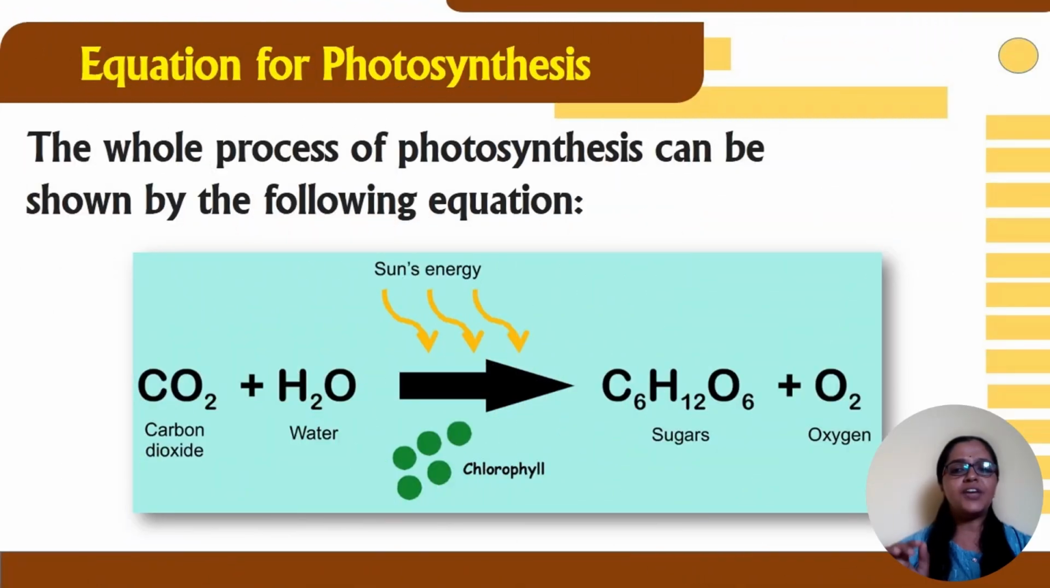Now the equation, very important and repeatedly asked. Please check this equation and learn it from NCERT. CO2 plus H2O, carbon dioxide plus water, in the presence of sunlight and chlorophyll gives us glucose and oxygen.